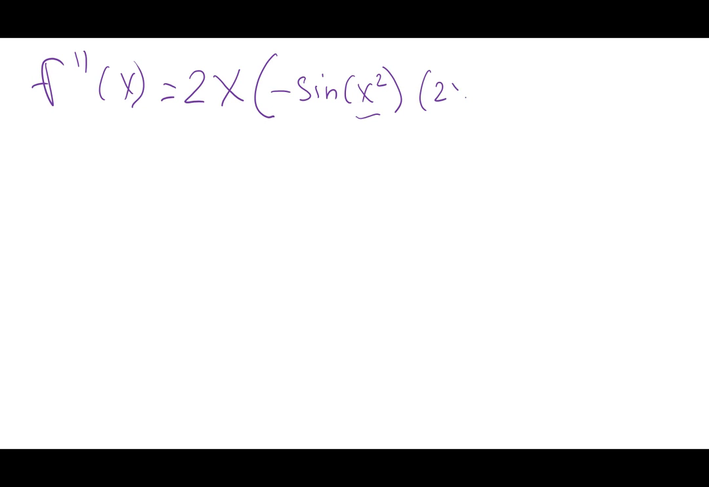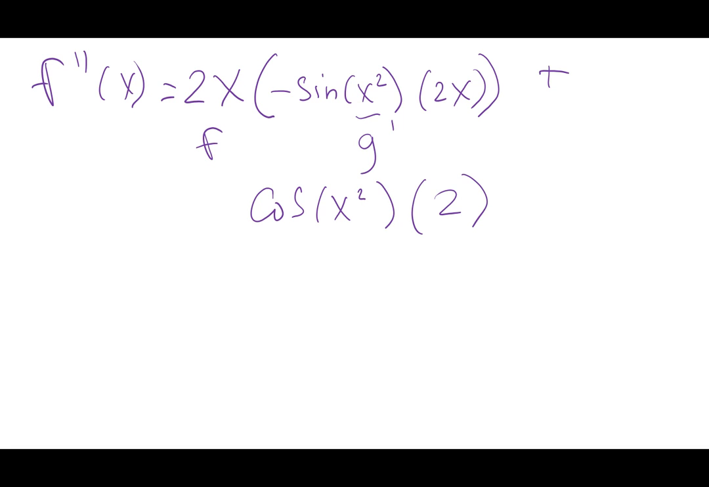So f double prime, which again means the second derivative, that's going to be my first, which is 2x, times the derivative of the second. So the derivative of the cosine of x squared is the negative sine of x squared. Then you would have to use the chain rule. So the derivative of the inside would be 2x. So again, this is really the first, and then this whole thing is the derivative of the second, plus the second would be the cosine of x squared, times the derivative of the first. The derivative of 2x would just be 2.